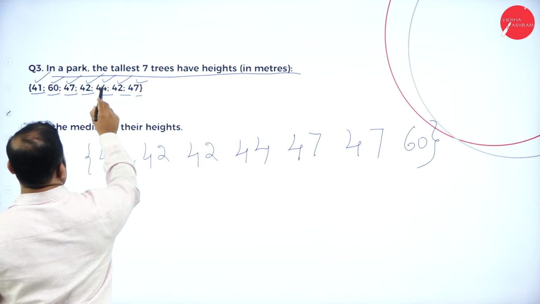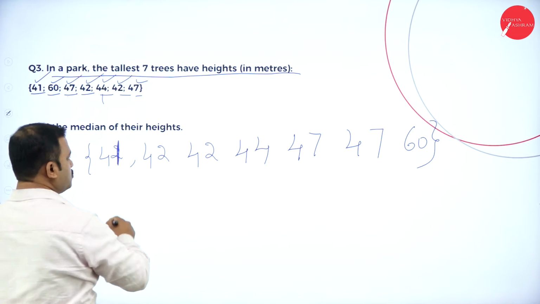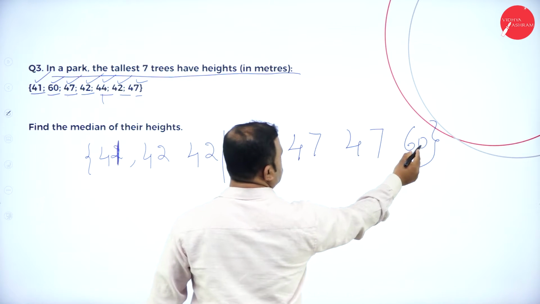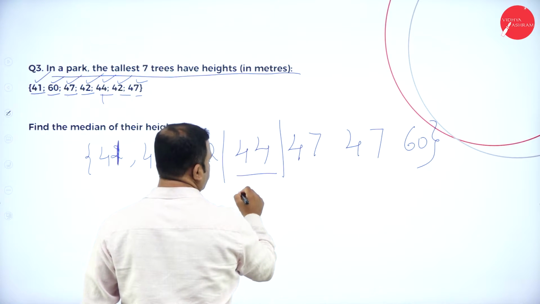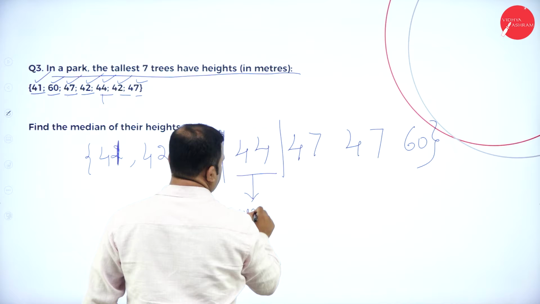1, 2, 3, 4, 5, 6, 7. So 3 items towards left, 1, 2, 3, and 3 items towards right, 1, 2, 3. Which is the center of this list of items? 44. So this is called the median.